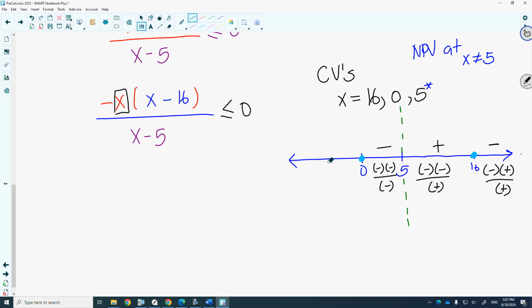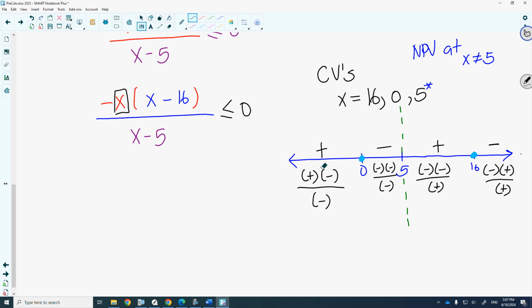Pick a number left of 0, negative 1. So be careful. Negative, negative 1 would be positive 1, right? Negative 1 minus 16 is negative 17, a negative number. Negative 1 minus 5 is negative 6. This will give me a negative over a negative. A negative divided by a negative will give me a positive.